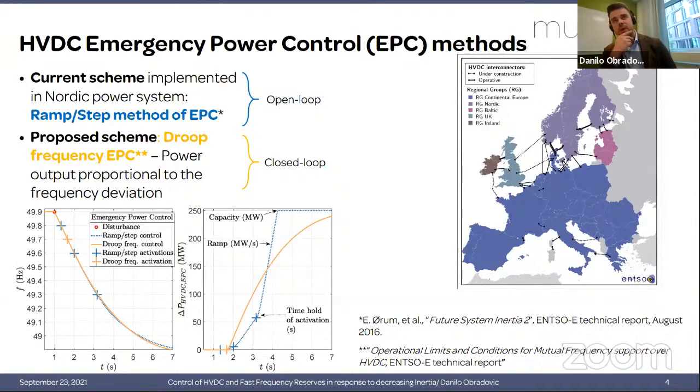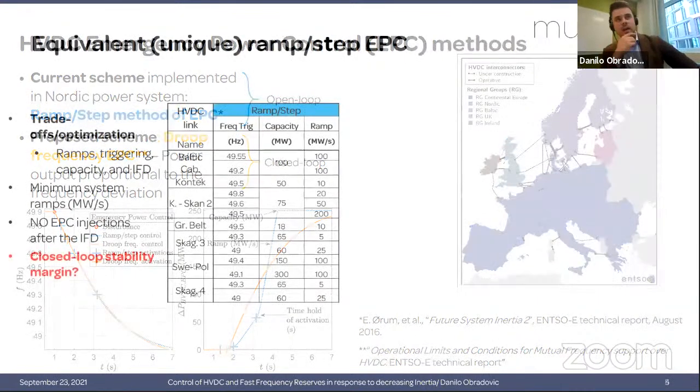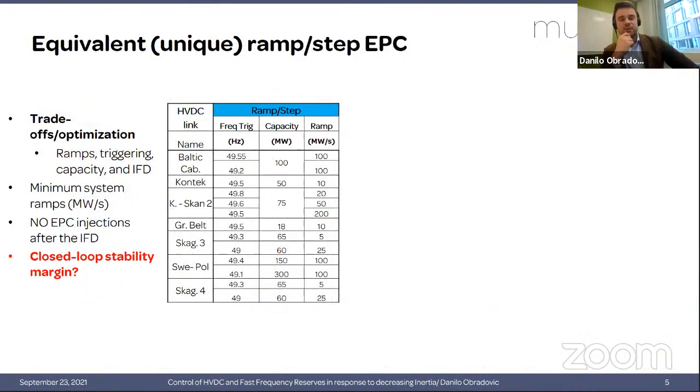And as you can see from the map, there is plenty of potential for the Nordic power system to use its HVDC interconnections for frequency support. Initially, when we got this task from TSOs, we saw that each HVDC link participating in EPC has its own unique control settings. They were set 15, 20 years ago, and now some adjustments were needed.